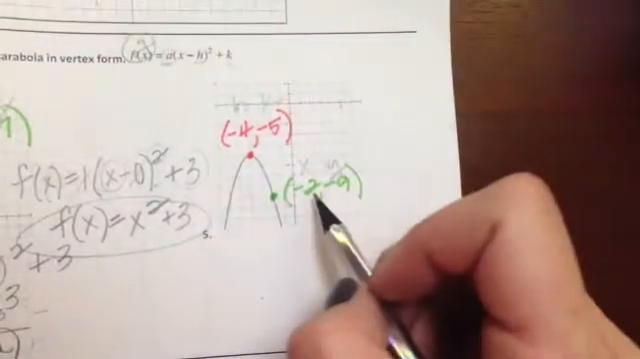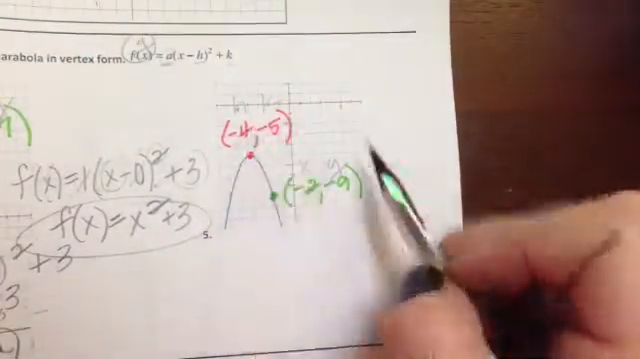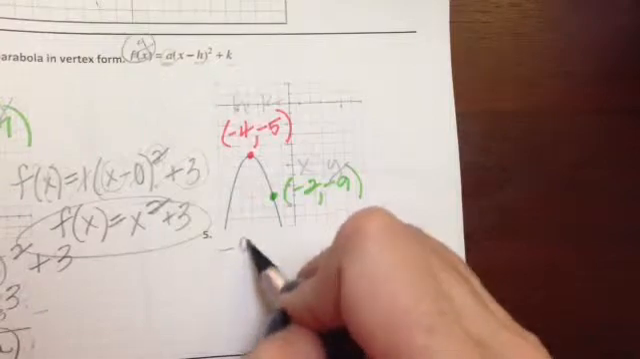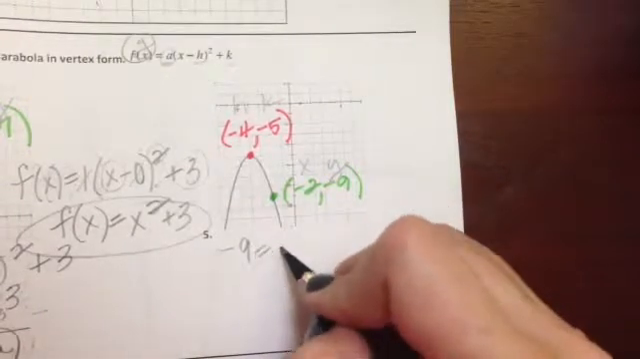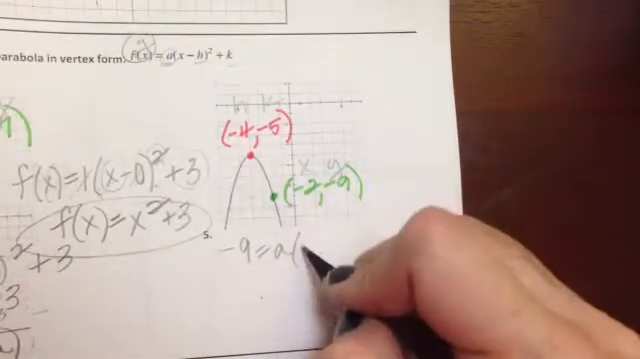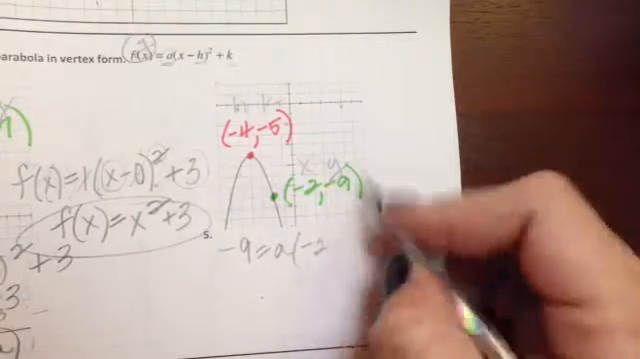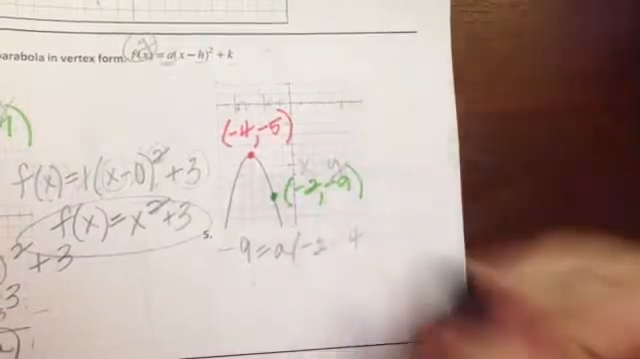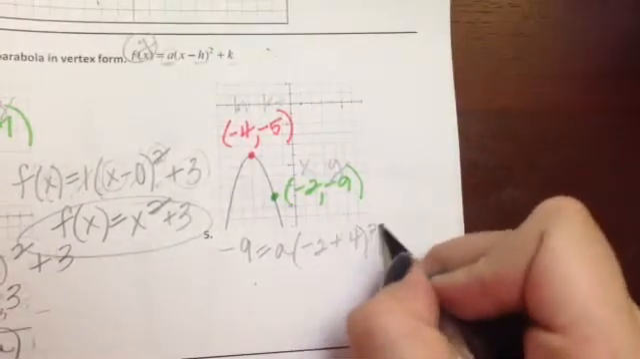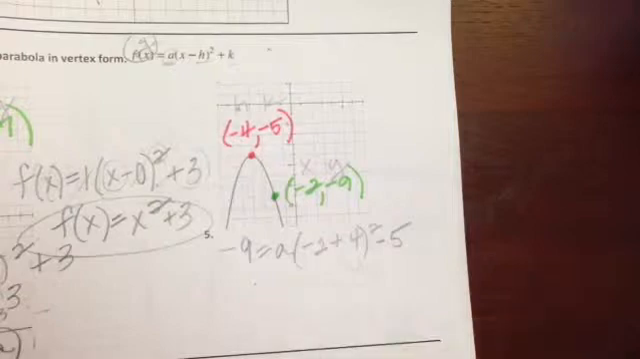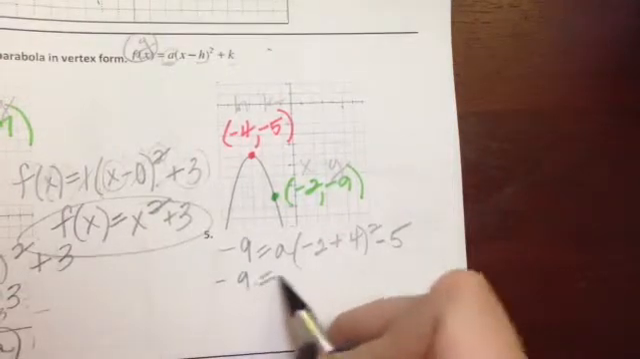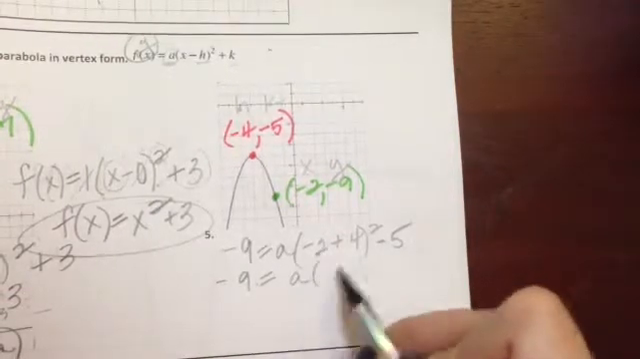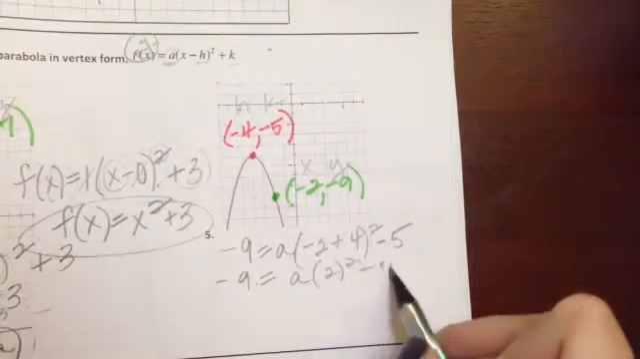The second problem for vertex form, we identified the h and the k and the x and y in class again. I'm going to set it up to solve for a. Negative 9 equals a times x minus negative 4, or x plus 4 squared, plus k, which is a negative 5. Negative 9 equals a times the quantity 2 squared minus 5.